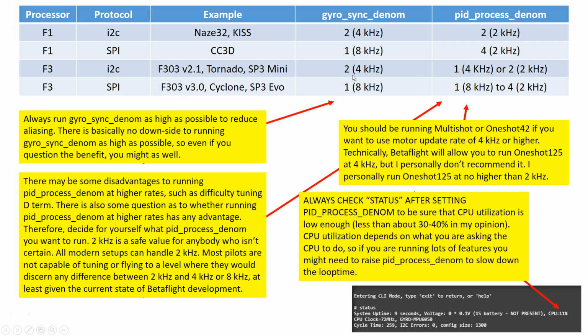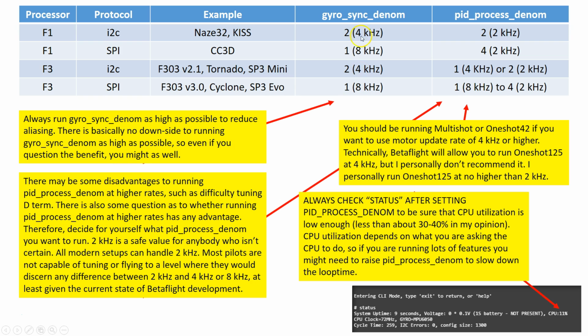In fact, you simply can't do it. Finally, if you've got an F3 processor with the SPI protocol, and this is pretty much the gold standard for Betaflight right now. Examples of boards like this include the FPV model X-Racer F303 v3.0, the Moto Cyclone, and the SP Racing F3 Evo. You're going to want to run your gyrosync denom at 1, which is an 8 kilohertz rate, and your PID process denom could be anywhere from 1 for an 8 kilohertz rate to 4 for a 2 kilohertz rate. Now let's go into a little more detail on this stuff and give you a little more perspective before we finish up.